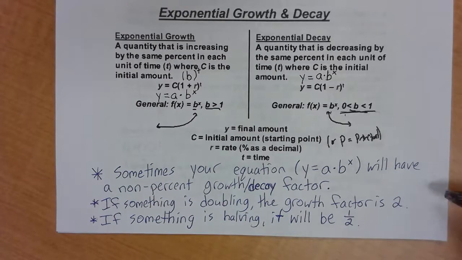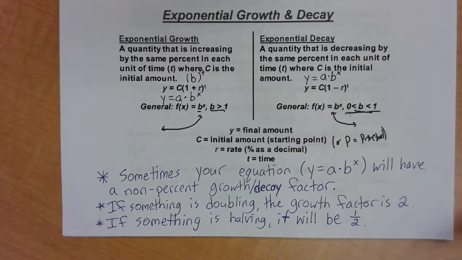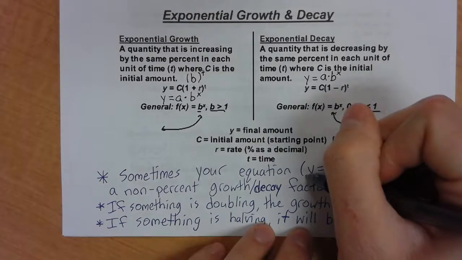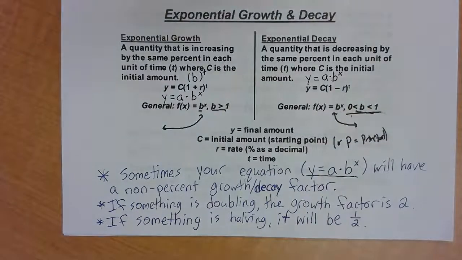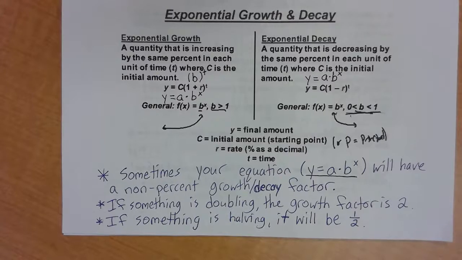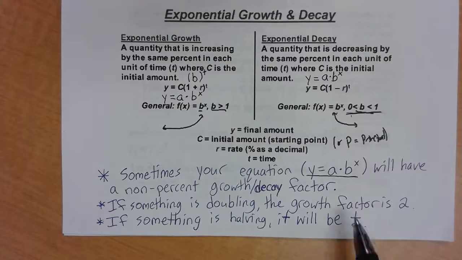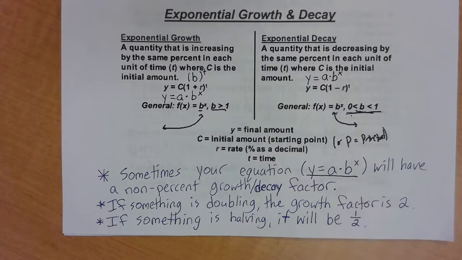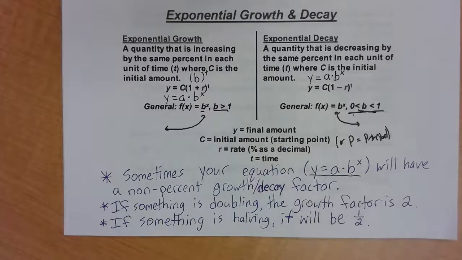And that's kind of what you see in this first bullet point right down here, where you have y equals a times b to the x. And that will be something you might see a little bit closer when there's no percents involved. If, for instance, something is doubling, this b value will be a 2. If something is halving, or if it's 1/4 or anything like that, it will just be that fraction that would go along with it. And those are the general notes that you need to know for exponential growth or decay word problems.